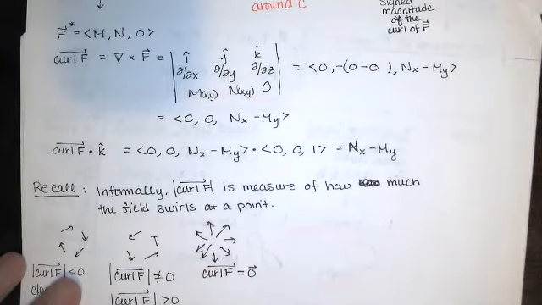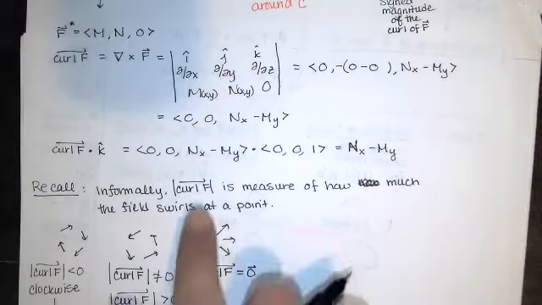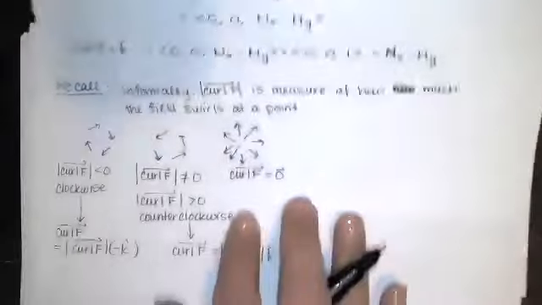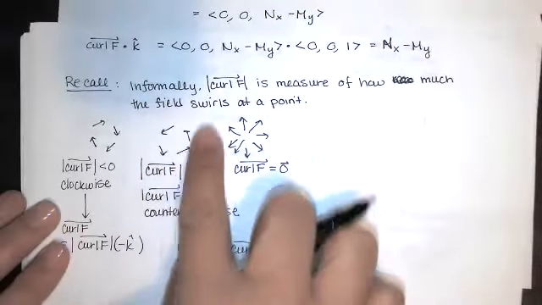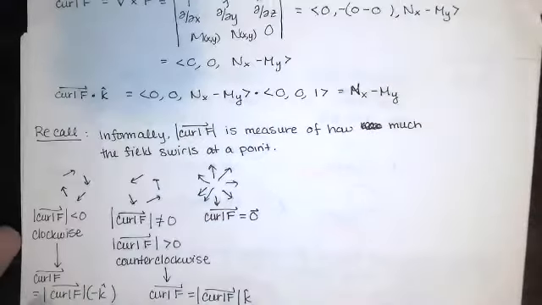Or I really should say the magnitude of that is a measure of how much it swirls at a point. The direction, if our field is in the plane, is going to be determined by whether we're going counterclockwise, we'll call that positive, or clockwise, we'll call that negative.